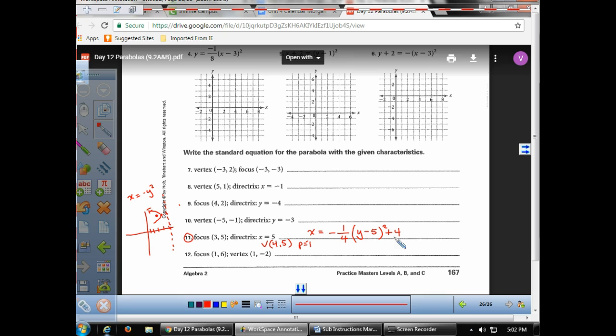So I just wanted to make sure that that made sense to you because we had not done one like that. So that should definitely get you going on that worksheet. So hope that helps some for you guys.